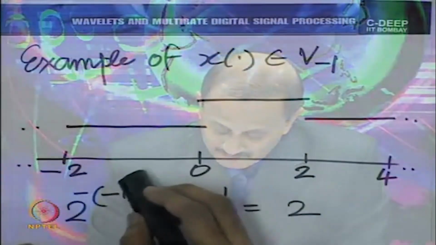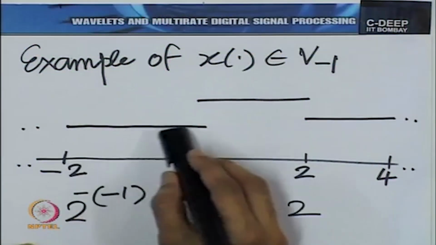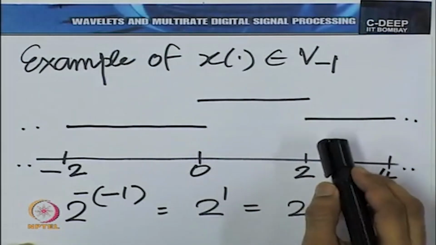And for that matter, if a function belongs to V 1, which means that it is piecewise constant on the standard half intervals, it is automatically going to be piecewise constant on the standard 1/4 intervals. To exemplify this, let me go back to this example of x belonging to V minus 1 that I have here. Notice that this function is piecewise constant on the standard intervals of size 2.